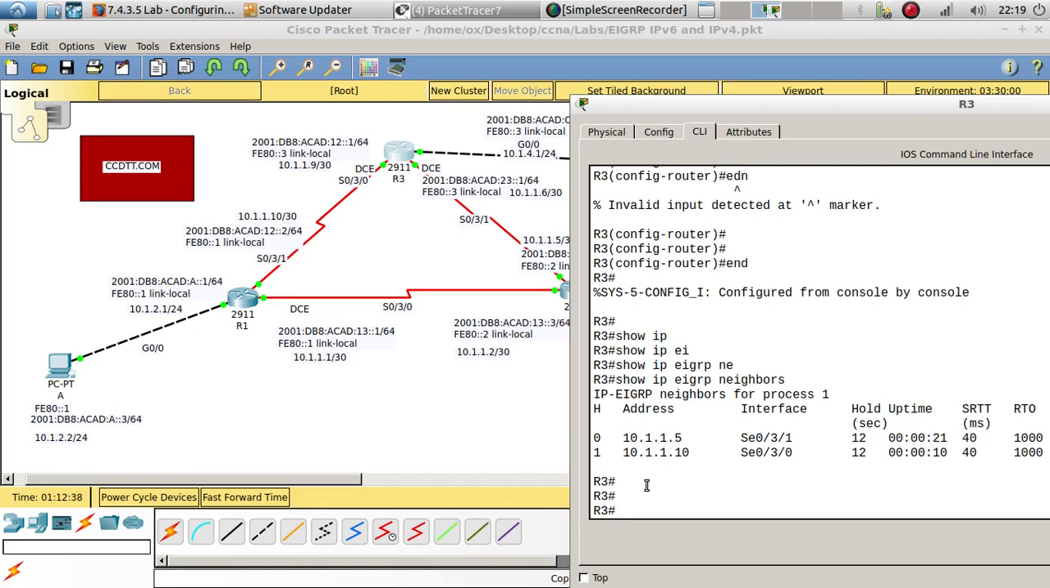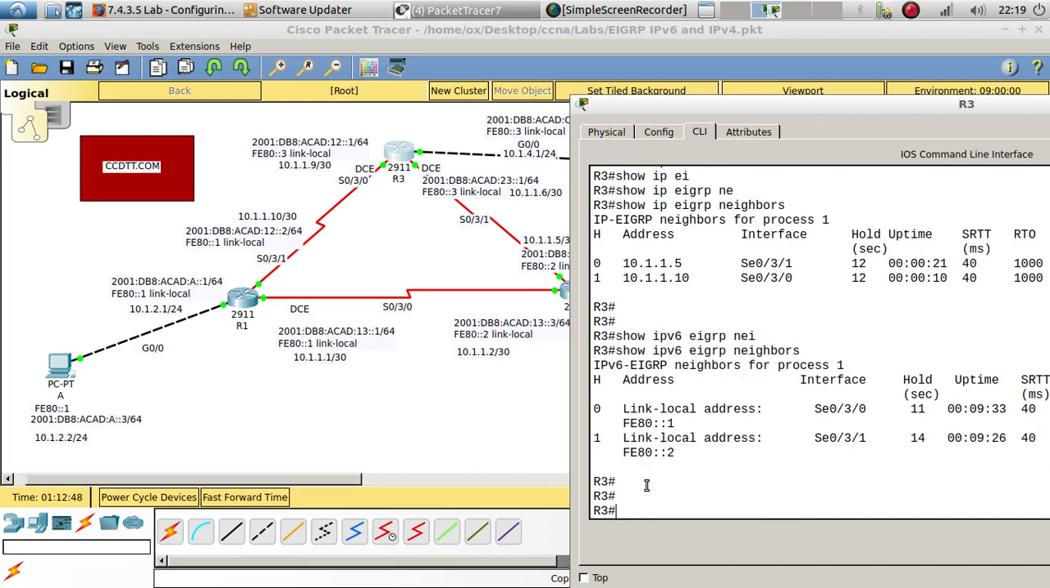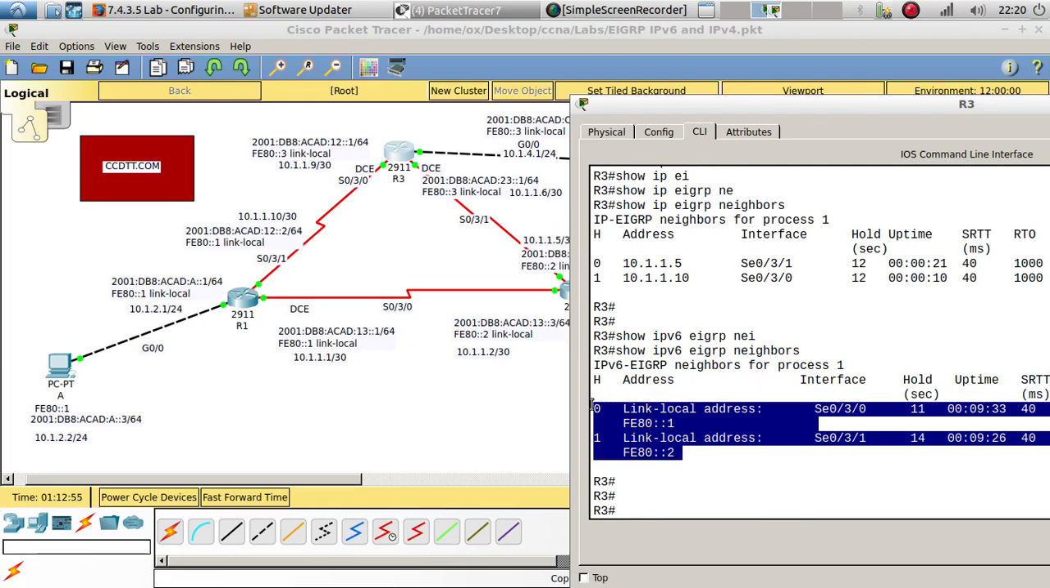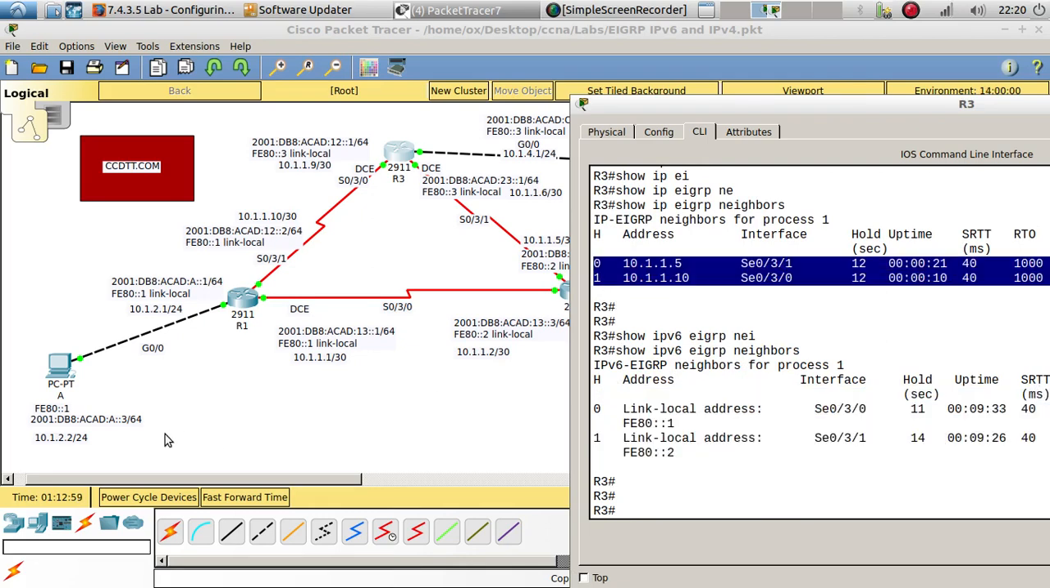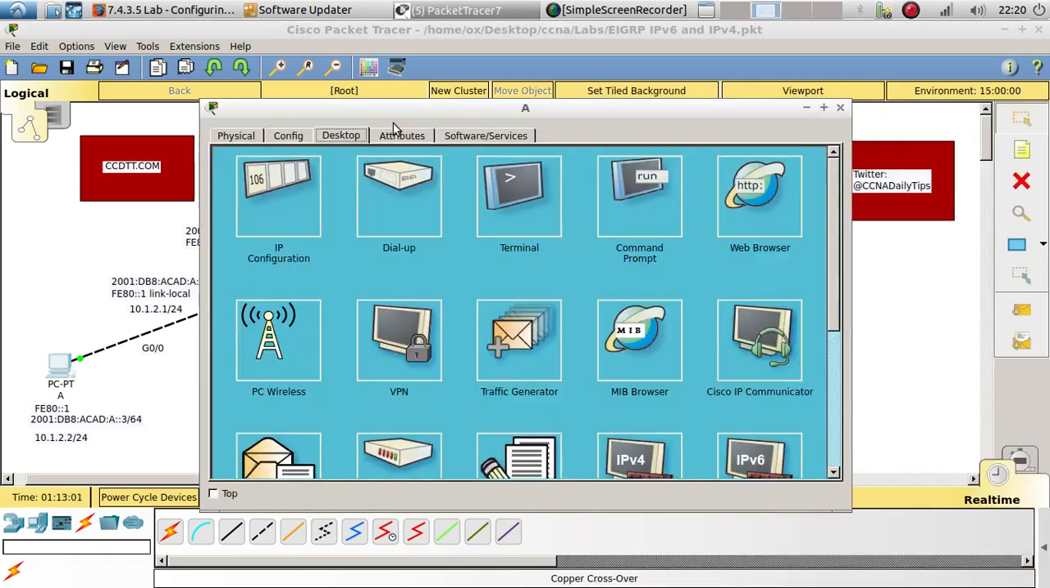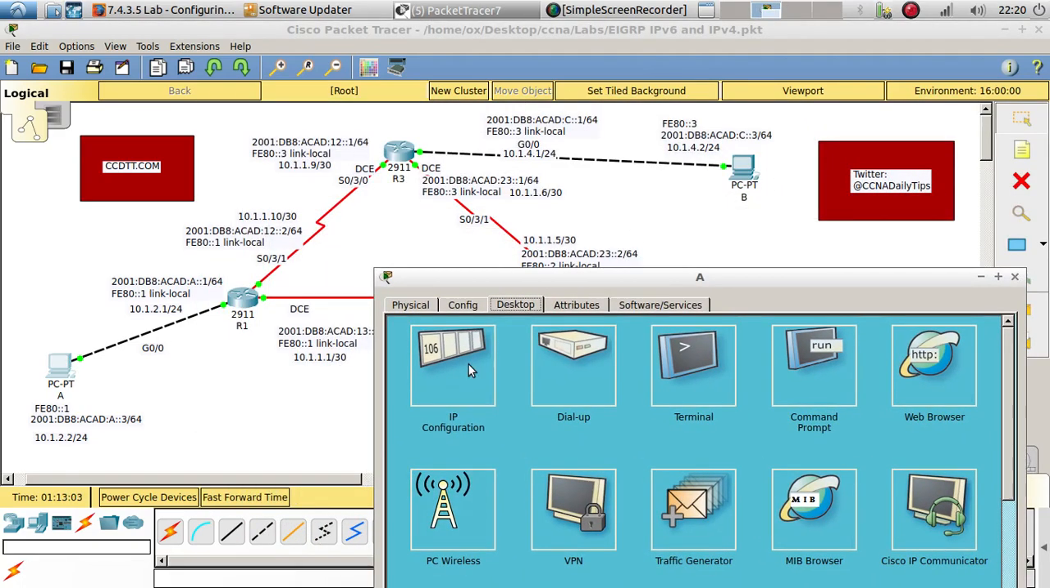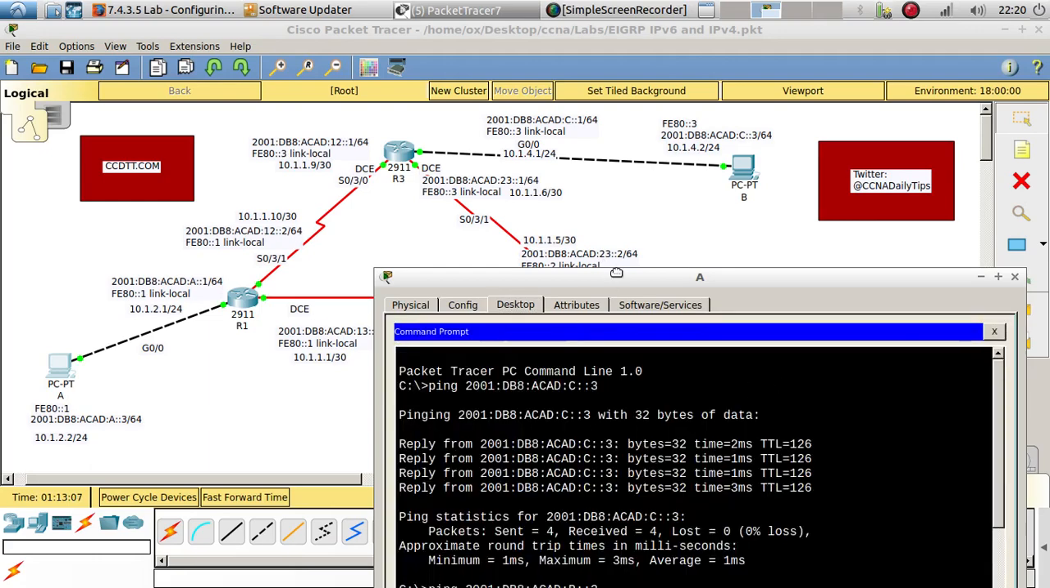Okay, so now let's do a show IPv6 EIGRP neighbors. So now we have EIGRP IPv6 fully working with the two neighbors, and also IPv4 working. So now from PC A, I should be able to ping PC B using IPv4 and IPv6.